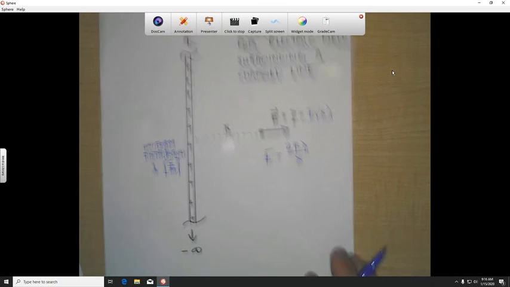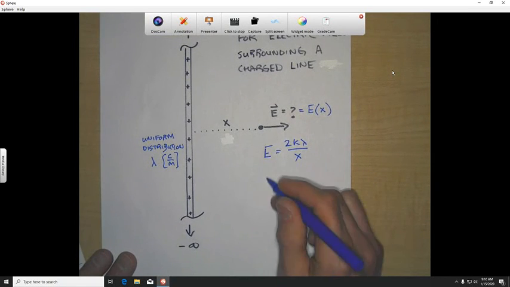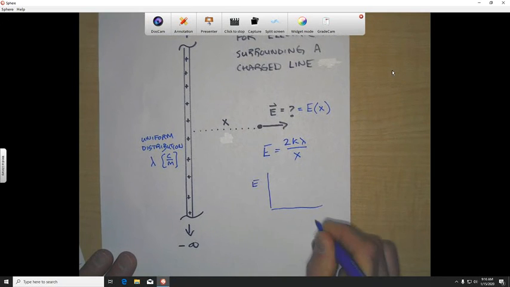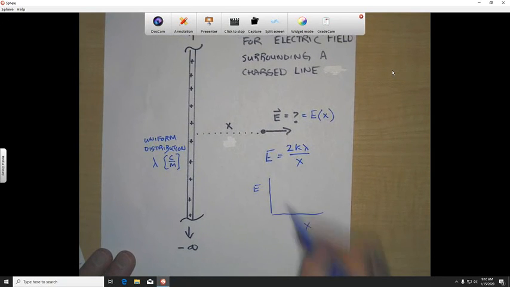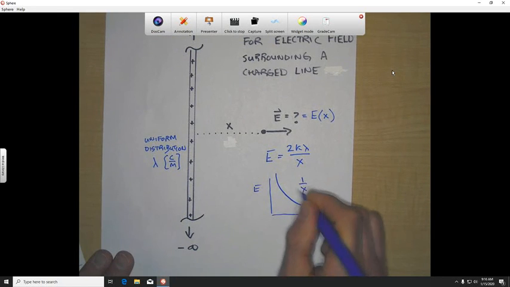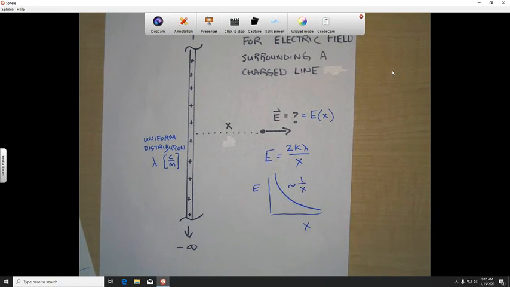What's significant about that is the fact that the electric field gets weaker as you get further from the line, and it gets weaker in an inverse sort of a way. So it drops off as 1 over x. And we are going to spend a lot of time talking about the implications of that and doing examples of problems and applications.